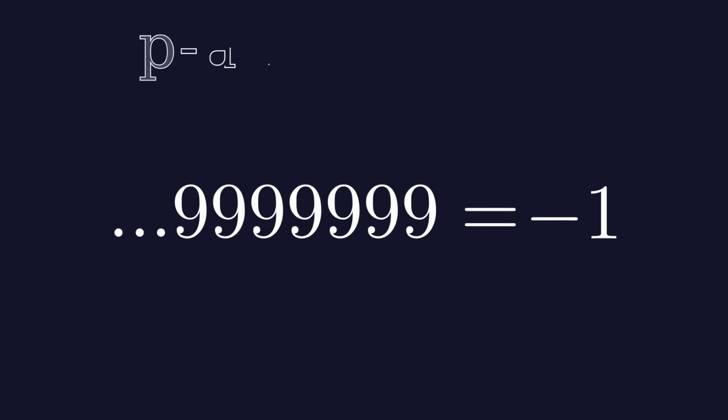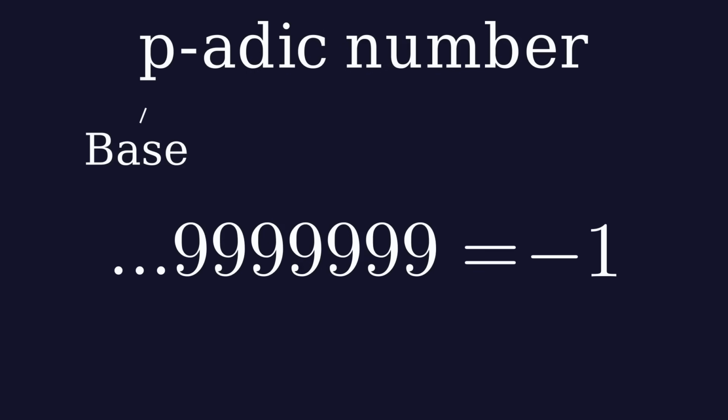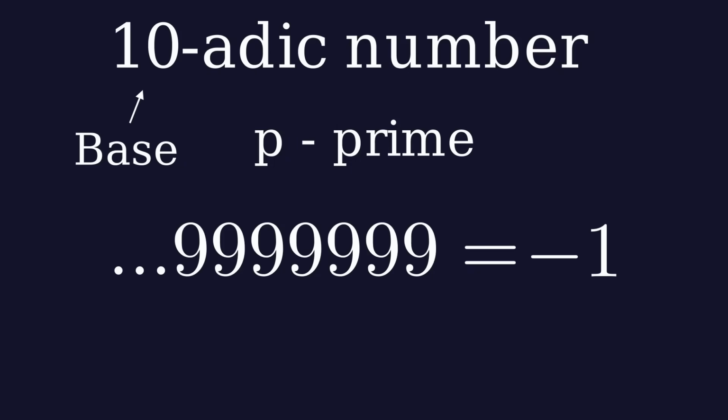But what if we had a number with infinite 9s to the left of the decimal point? Some might say that it is just equal to infinity, but this number is actually equal to -1. This type of number is known as p-adic number, where p denotes the base in which it is written. P in fact stands for prime, but for this example we are using 10 as our base.